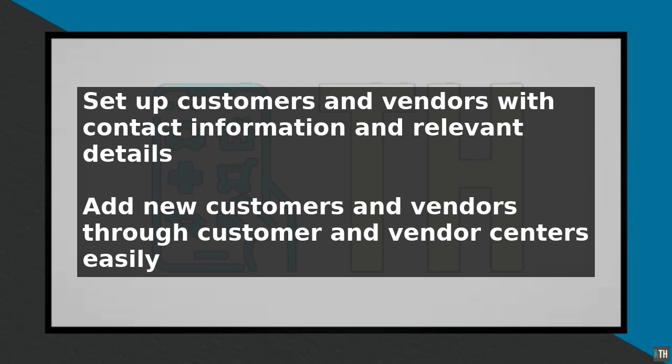Next, you need to set up your customers and vendors. In QuickBooks, customers are the people who owe you money, and vendors are the people you owe money to. You can add new customers and vendors by going to the customer and vendor centers and entering their contact information and other relevant details. Now, let's talk about invoicing and billing.